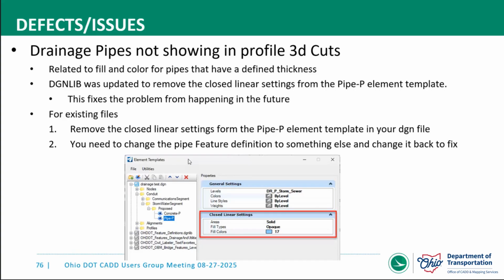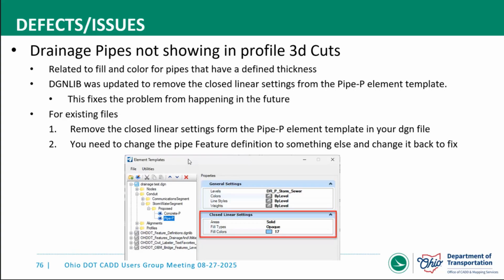But again, it's only the ones that don't show material. It's not all of them, but if you're noticing in your 3D cuts, you're like, why isn't my pipe showing up? It's actually there as a little dot. If you look closely, it's there. It's a dot. But this is how you can fix that problem: just remove those closed zone settings and toggle your feature definition on and off.